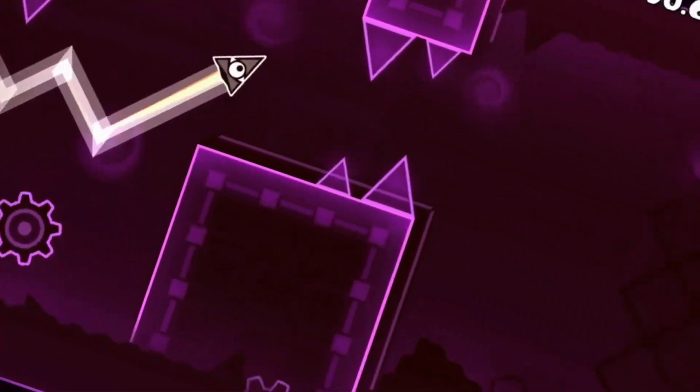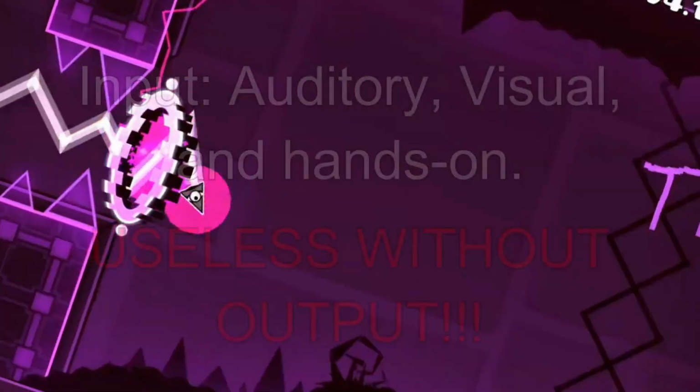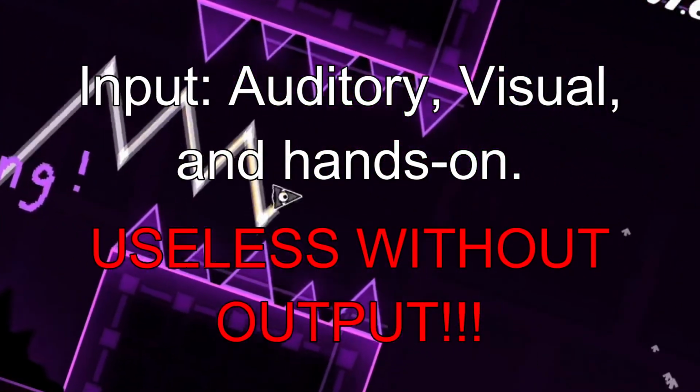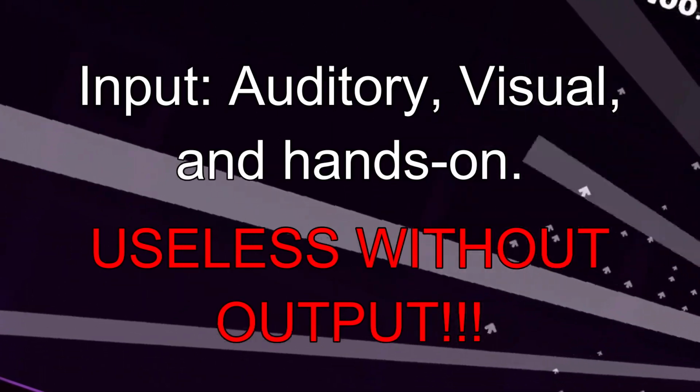So to conclude and sum up this section, the three types of input learning are great ways to look at learning in GD level, but all of those are terrible if you don't have a good source of output.